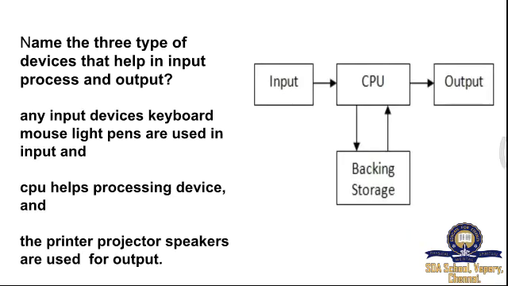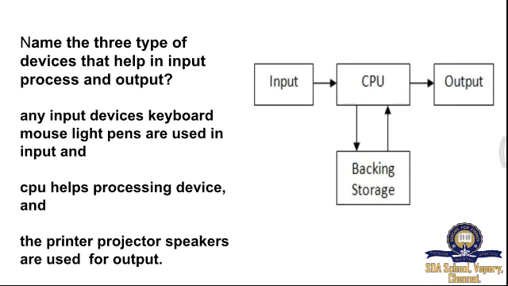Next, I've shown you some designs here. This is actually the diagram showing input and output. Name the three types of devices that help in input, process and output. In this diagram you should at least draw the three boxes: input, CPU, output. Any input device, keyboard, mouse, light pen, are used in input.